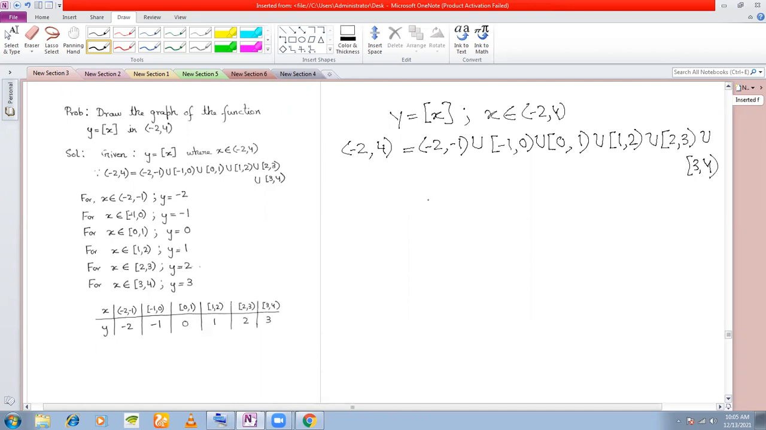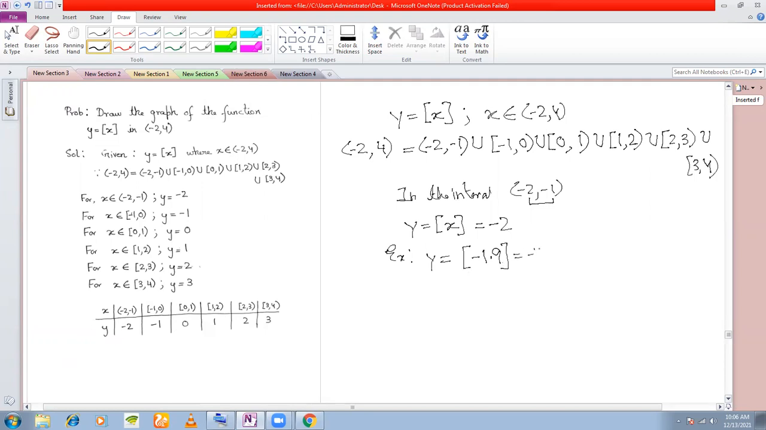Now, if you see in the interval minus 2 to minus 1, y is equal to the greatest integer function of x. Any value of x that you take in this interval, what will the value be? It will always be equal to minus 2. Suppose I take any value between minus 2 and minus 1, let's say minus 1.9.